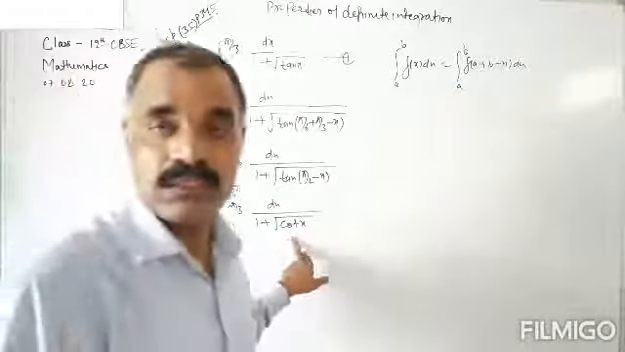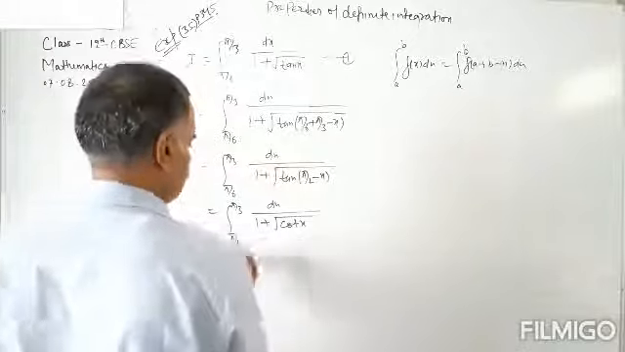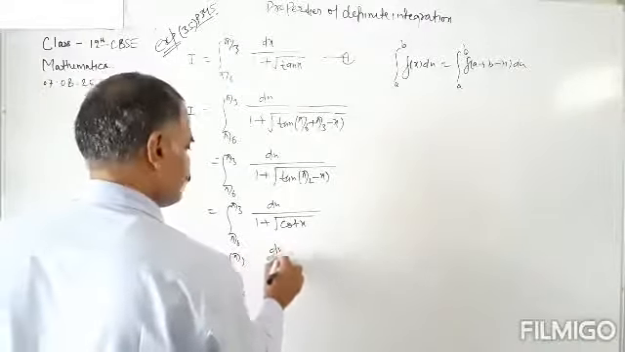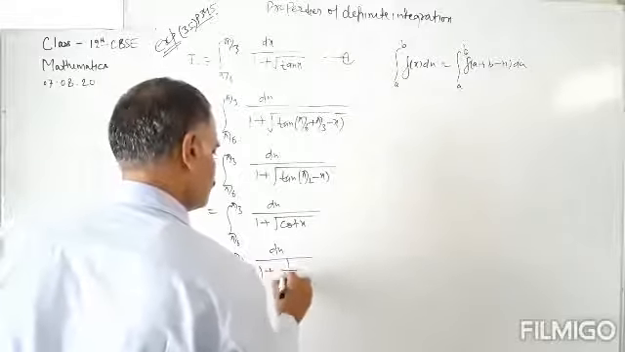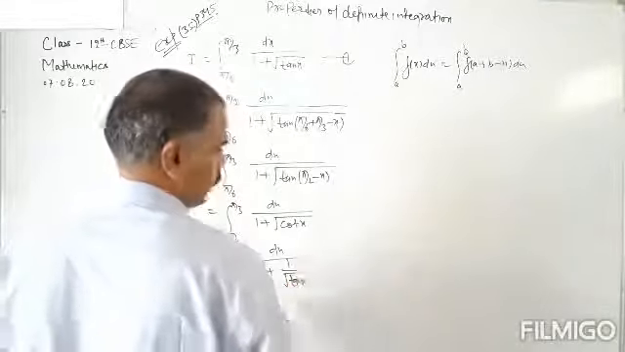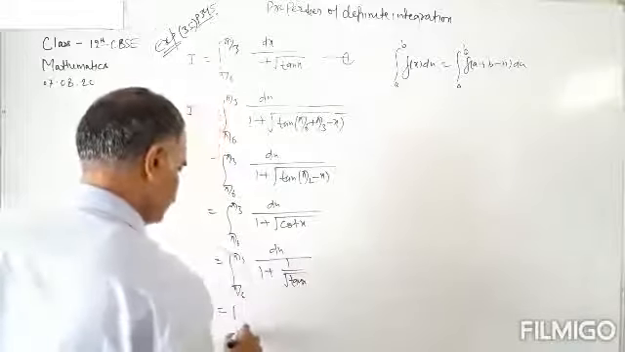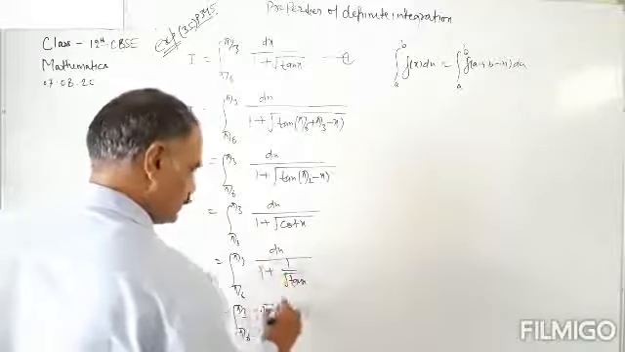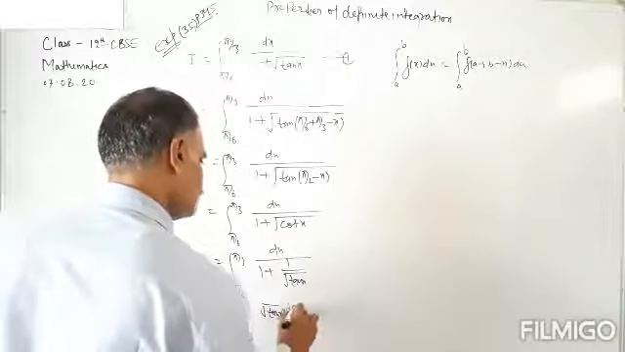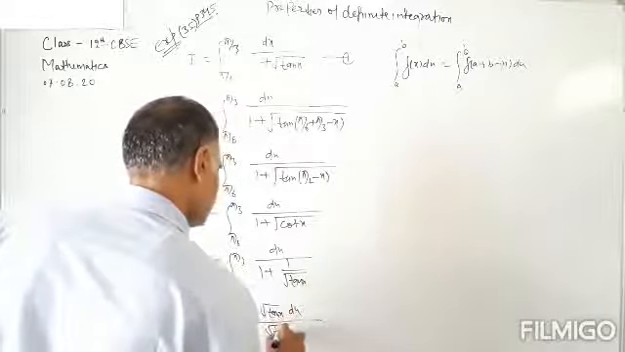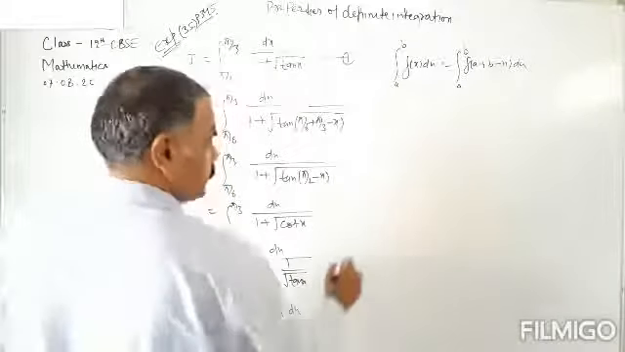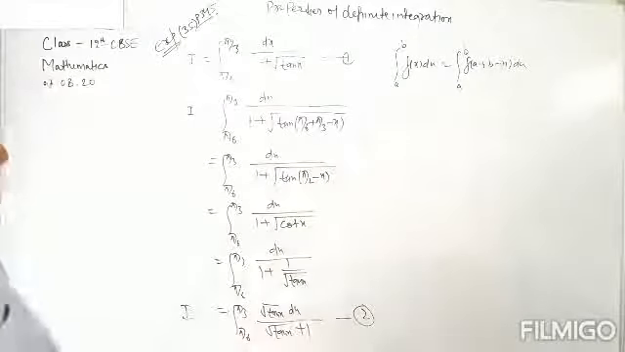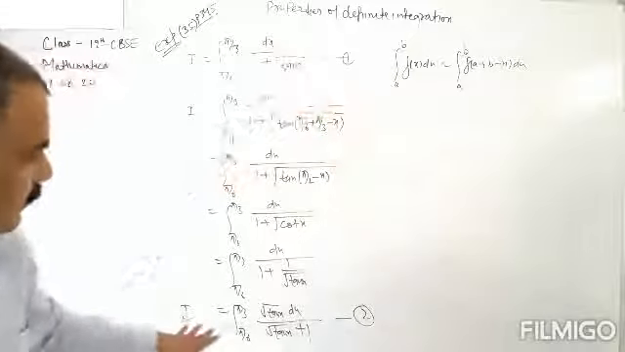Now we will change cot x into tan x. This equals the integral from pi by 6 to pi by 3 of dx upon 1 plus 1 upon under root tan x. So this becomes the integral of under root tan x dx upon under root tan x plus 1. Okay, this one is equation number first, this one is equation number second.